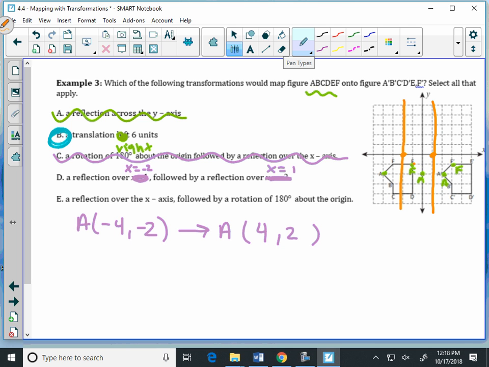If I reflect E, when I count, E is 1, 1. And then I'm going to reflect it over the second line. 1, 2, 3, 4. 1, 2, 3. Did E map up with E prime? Yes. So it does work. You check all those points, it will end up mapping.